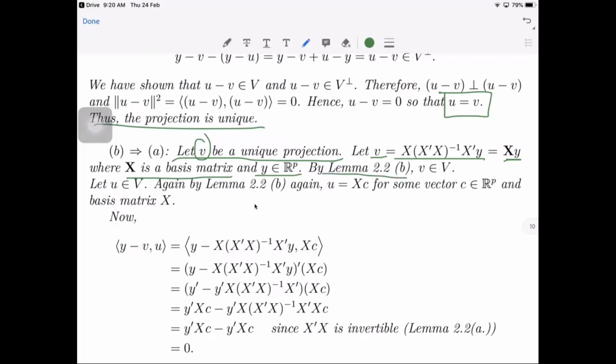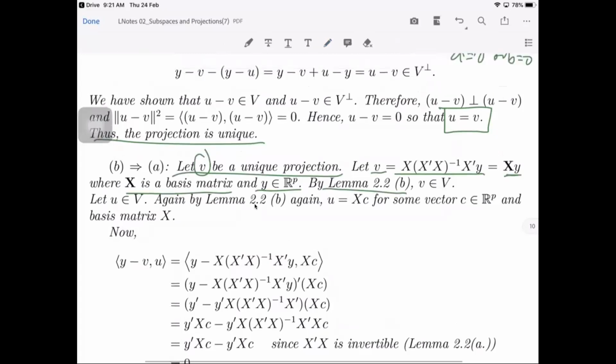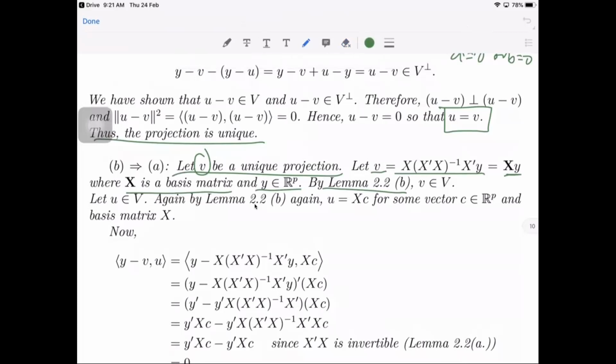So by lemma 2.2b, sa may lemma 2.2b. Lemma 2.2b tells you that a vector V is in V if and only if you can write it as Xb, for some b in R^p.